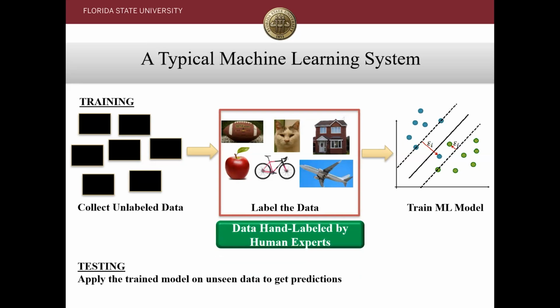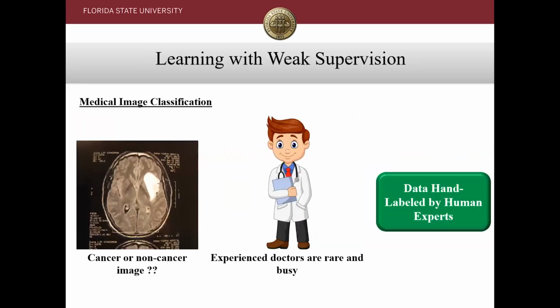So how do we go about developing intelligent machine learning algorithms under the constraint that getting labeled data is challenging? That branch of machine learning is called weakly supervised machine learning. And what I'm going to talk about today is active learning, which is a type of weakly supervised machine learning algorithm.